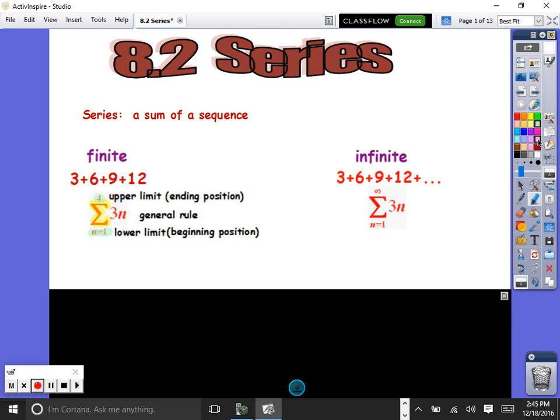Then we have this general rule that we have been generating for the last few days. That general rule is how you calculate the terms of your series, same as the terms of your sequence. If you look at my rule, it reads 3n. So the first time you put 1 in there, you get 3. Then you put 2 in, and you get 6. Then you put 3 in, and you get 9. Then you put 4 in, and you get 12. So it is 3 plus 6 plus 9 plus 12, which in the end would equate to 30.